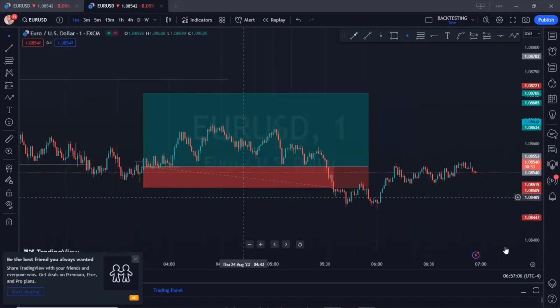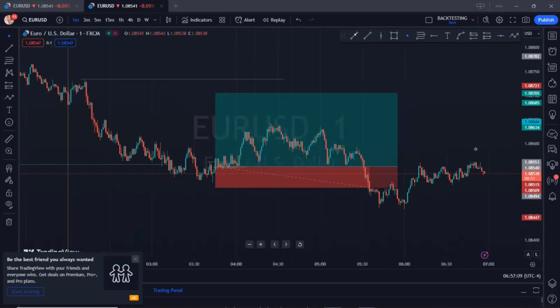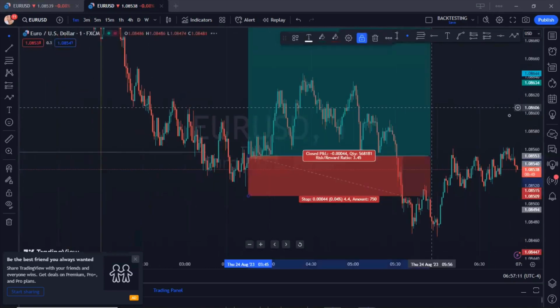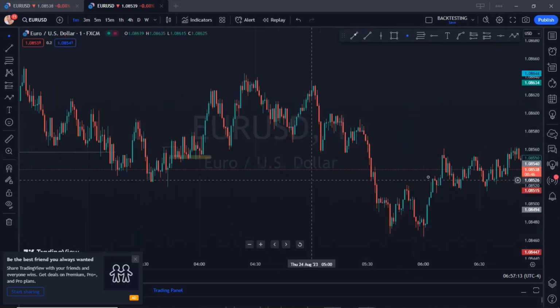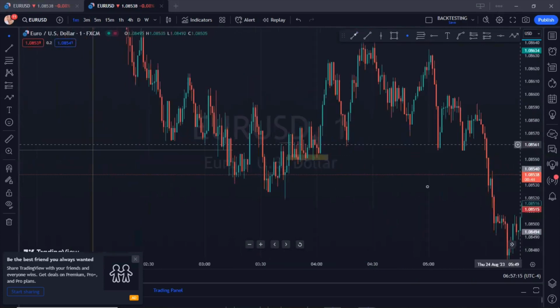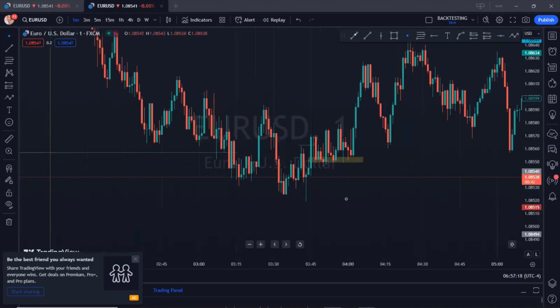So I will show you the entry I used. Okay, so there was a clean entry in 1 minute. Let me delete this. So there was a clean entry in 1 minute. Okay, so it expanded to the upside. I will show you guys. So it was a clean entry.